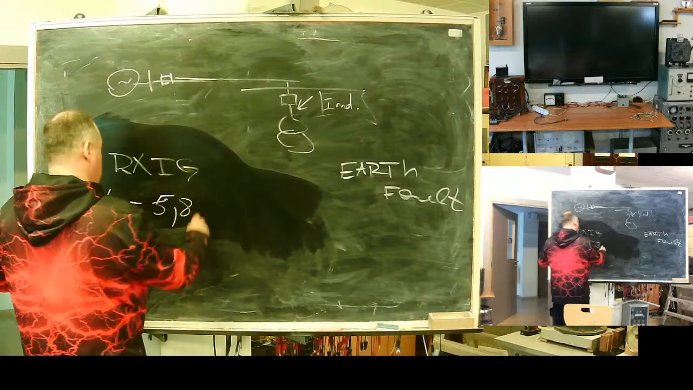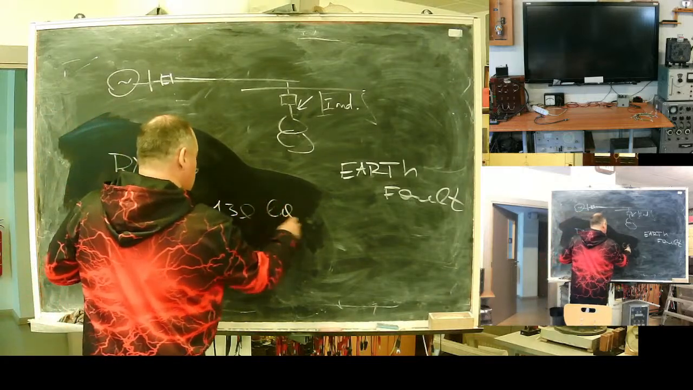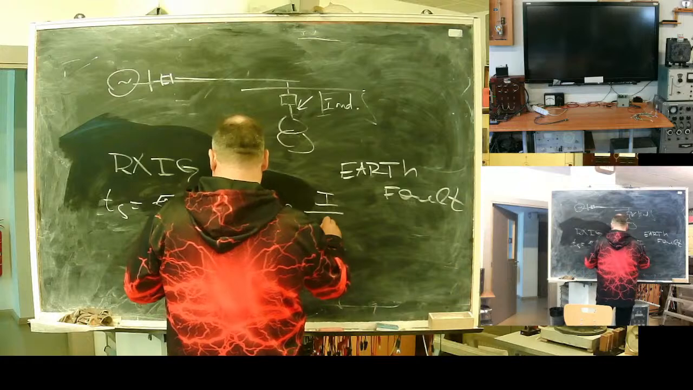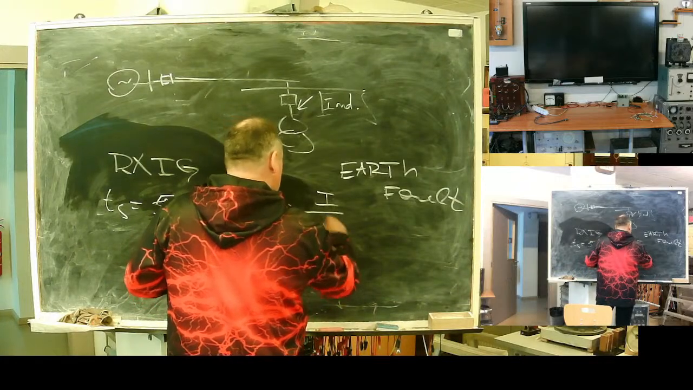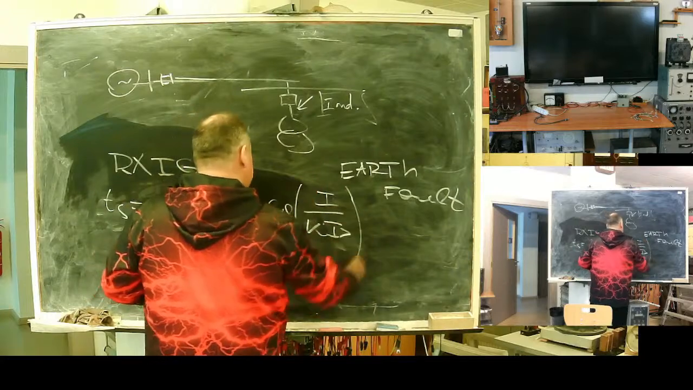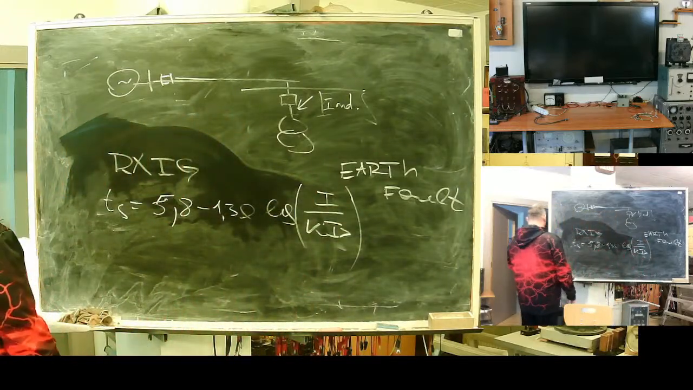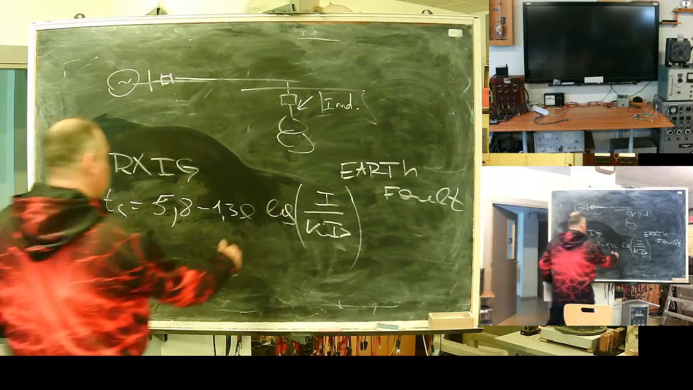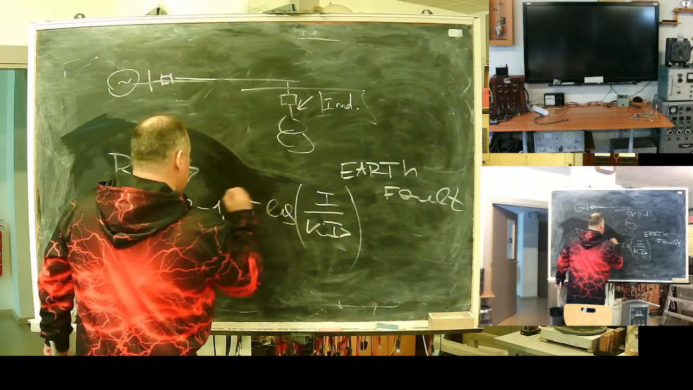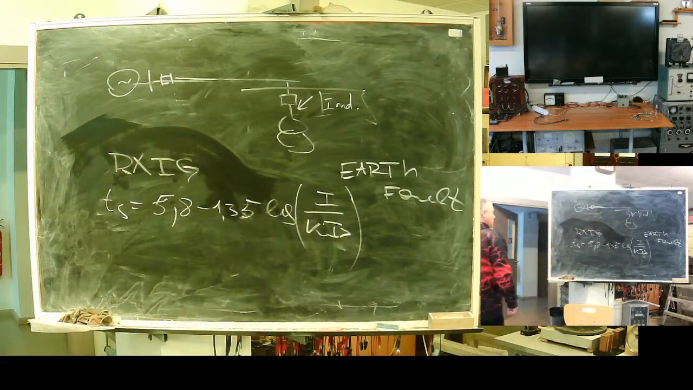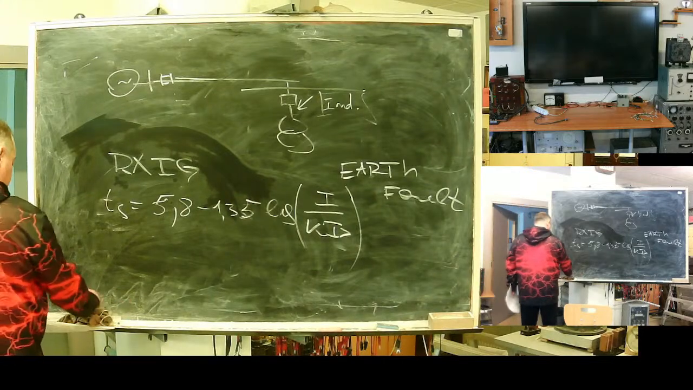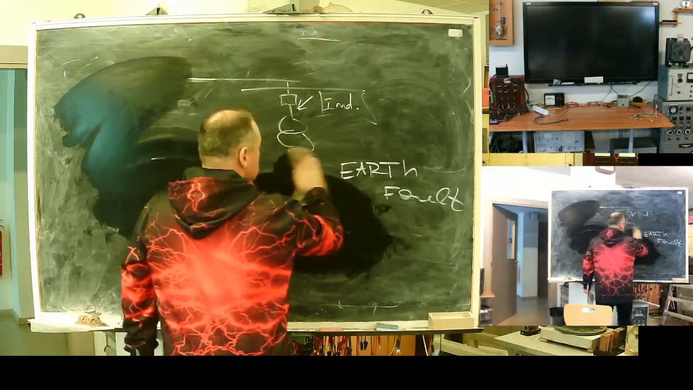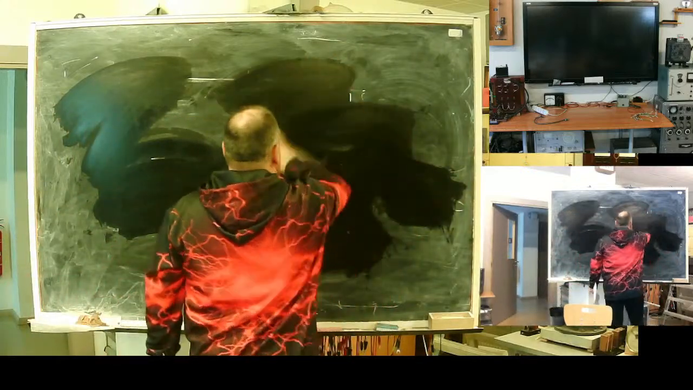5.8 minus 1.35 logarithm, current divided by Ki3, natural. It should be 1.35, sorry. Not 9, 1.35. XIG is for earth faults, do not use it for line-to-line faults.